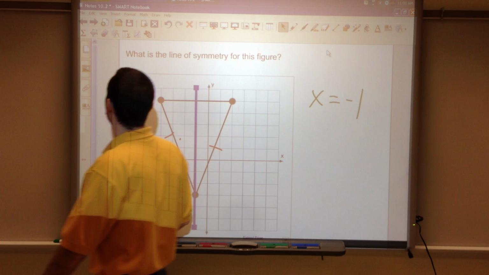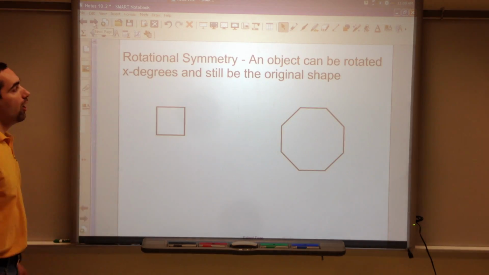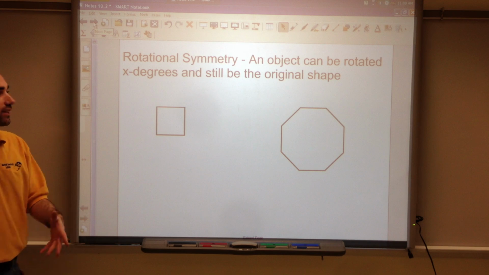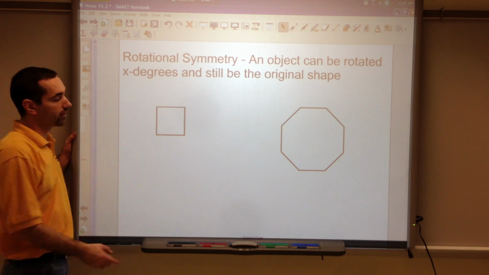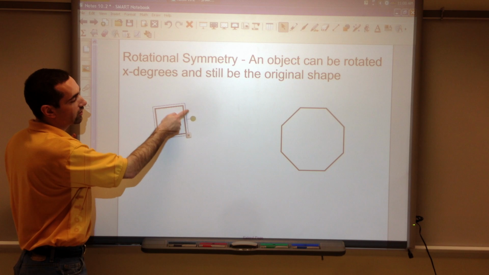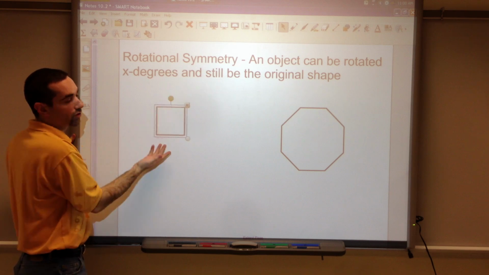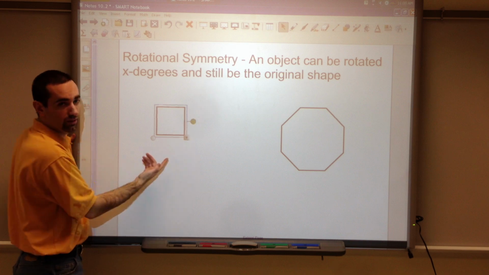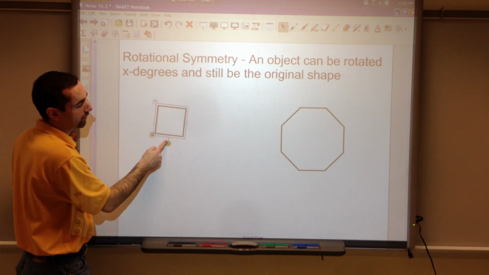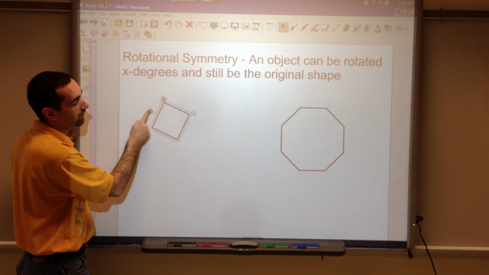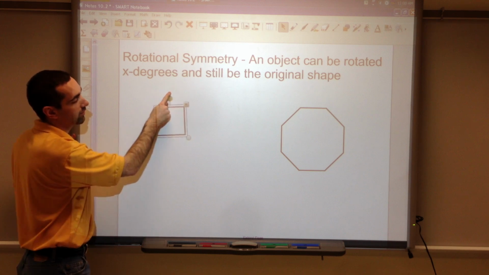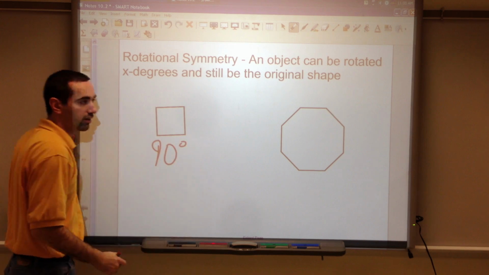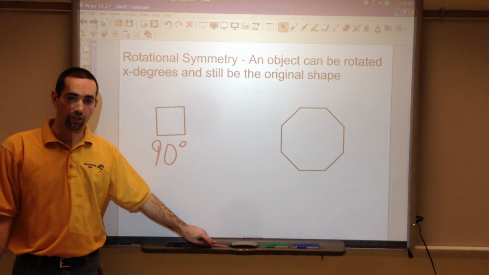Rotational symmetry: an object can be rotated x degrees and still be in its original shape. So I take this shape, which is a square, I can rotate it, look. 90 degrees, it's still the same. I can rotate 90 degrees, still the same. 90, still the same. 90, still the same. So a square has 90 degree rotational symmetry.